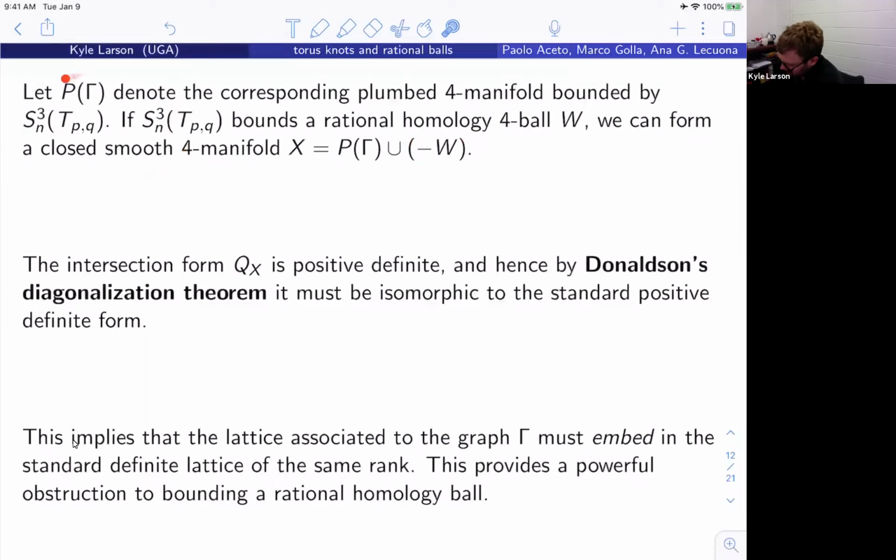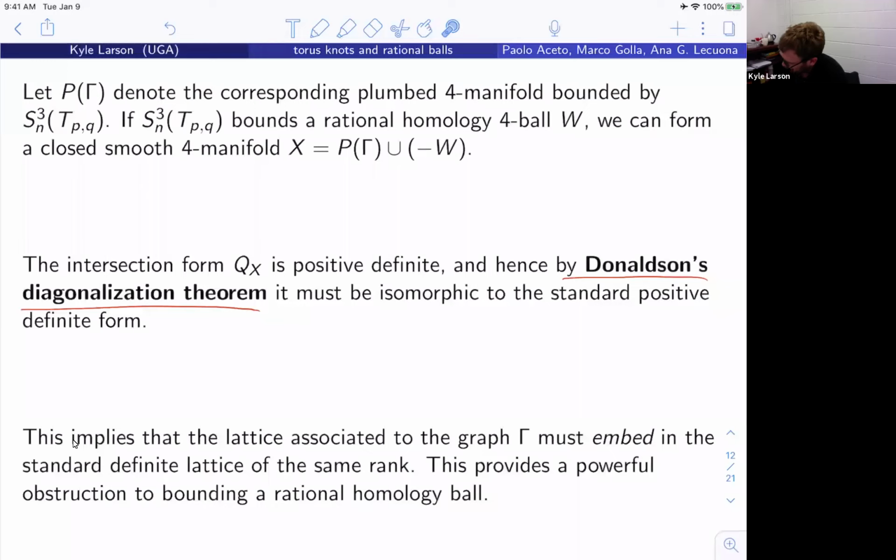Well, the plumbing is definite, and that's going to force the intersection form for the closed 4-manifold to also be positive definite. That's because rational homology balls have a trivial intersection form. And so we get a closed smooth 4-manifold whose intersection form is positive definite, and hence we can apply Donaldson's famous theorem. By Donaldson's diagonalization theorem, this intersection form Q_X must be isomorphic to the standard positive definite form.